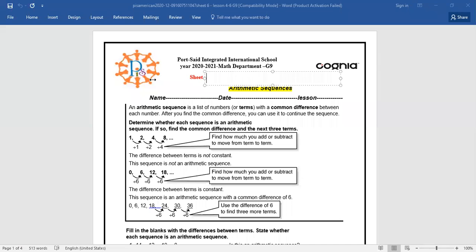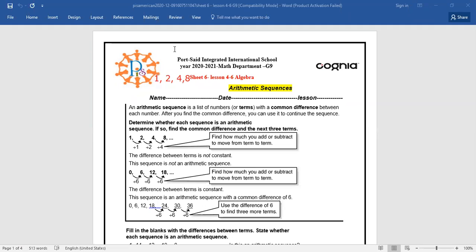So I have a pattern. This pattern is 1, and then 2, and then 4, and then 8. What is the difference between each term and the next? If you subtract 2 minus 1, it equals how many? 2 minus 1 equals 1. 4 minus 2 will be 2. 8 minus 4 will be 4.